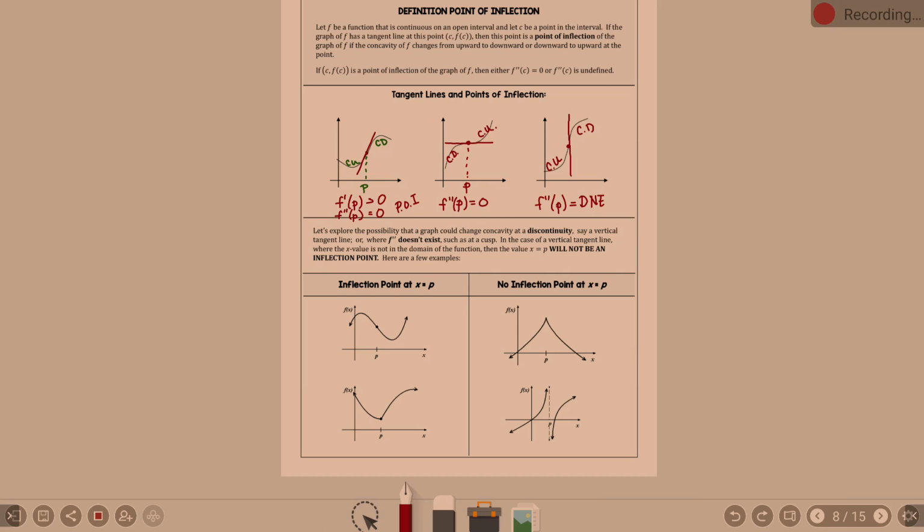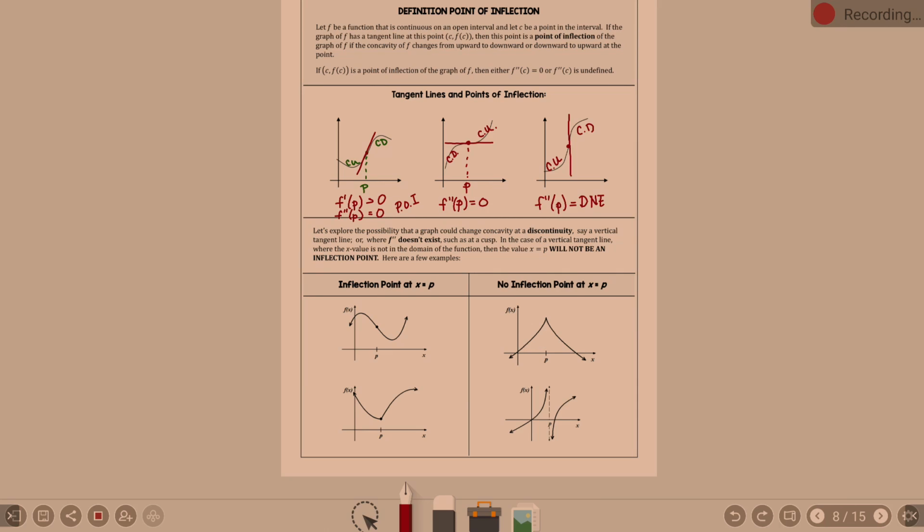Explore the possibility that a graph could change concavity at a discontinuity, say a vertical tangent line, or probably more importantly, where the second derivative does not exist, such as at a cusp or a hard point. In case of a vertical tangent line where the x value is not in the domain of the function, then the value x equals p will not be an inflection point. So we have a few examples of where there may or may not be inflection points.